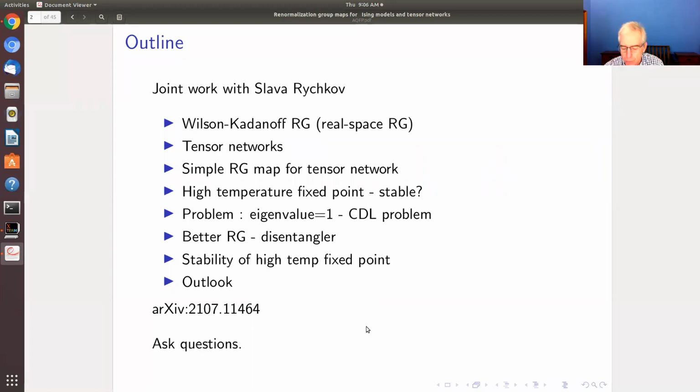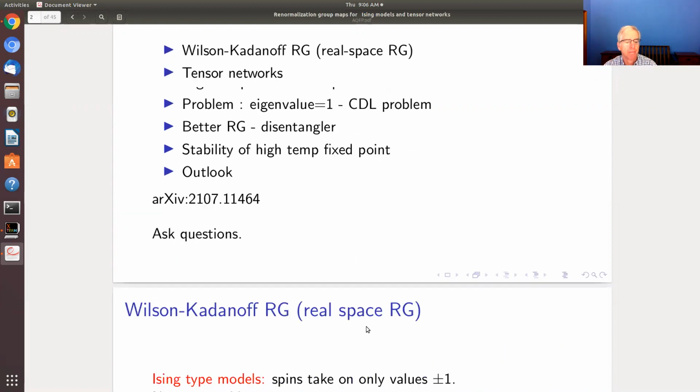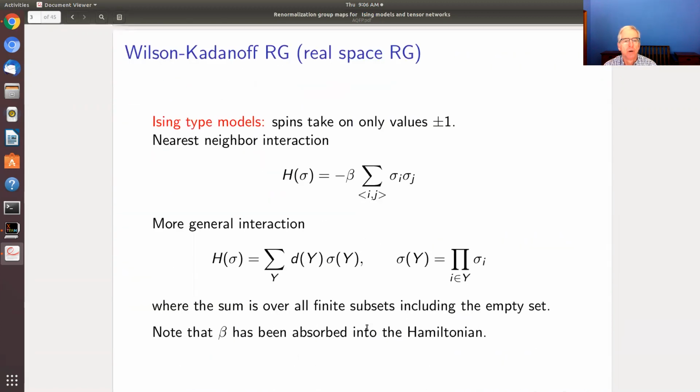Feel free to interrupt me with questions at any point here. Okay, so going back, like I said, half a century. So let's take an Ising model, meaning the spins just take on plus or minus 1 values. The simplest Hamiltonian would be just a nearest neighbor Hamiltonian. But I want to think about, can you see my pointer when I do that? Probably not. Anybody, do you see the pointer if I do that? Yes, we can see it.